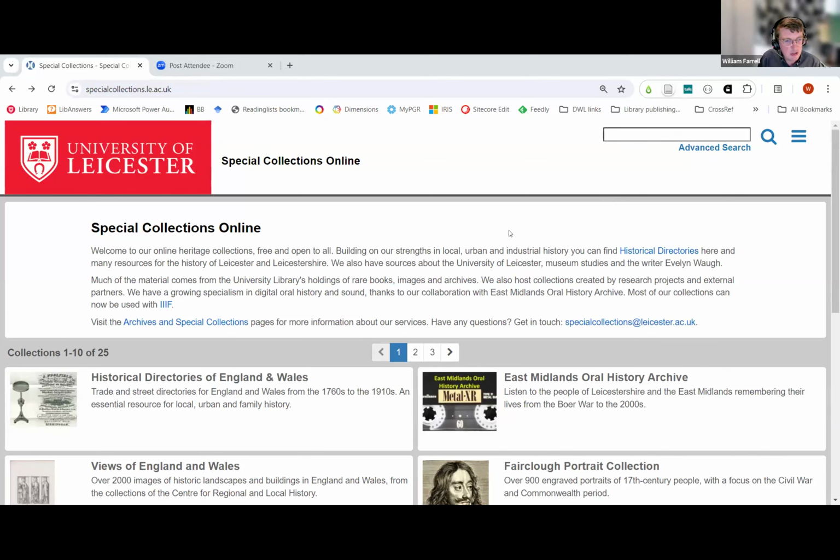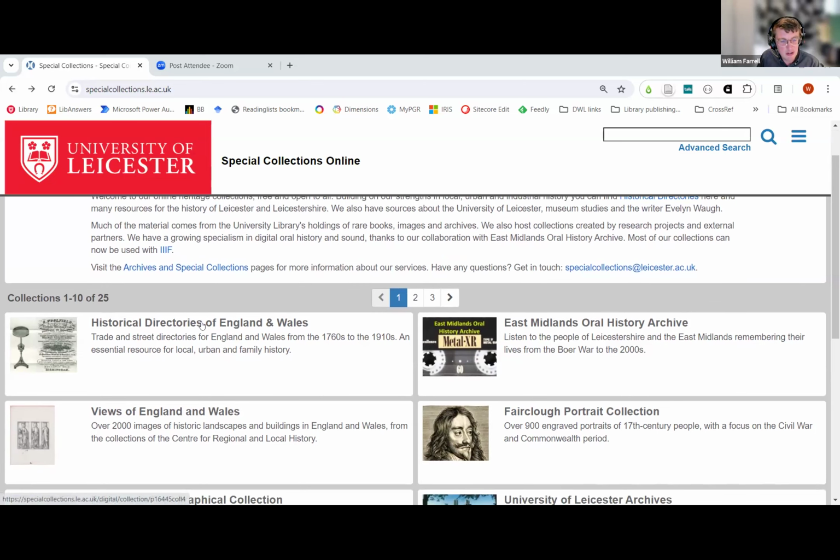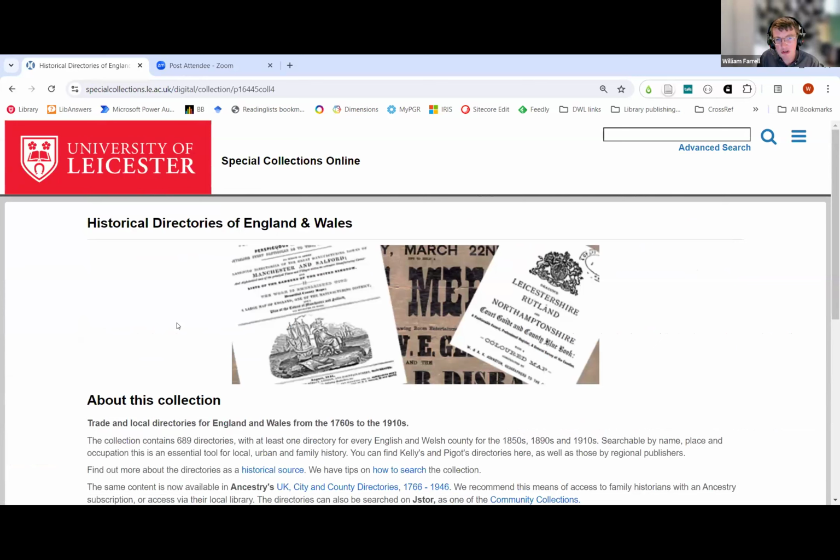If you Google University of Leicester Trade Directories collection, you will either come to this page, which is the home page of all our digitized special collections. The Directories collection is the one that's listed first. We call it Historical Directories of England and Wales. That's just what we call it. But you might also come to this page instead, which is the home page for the collection.